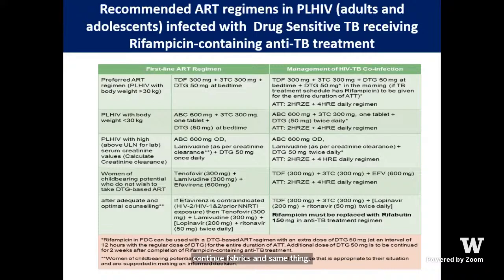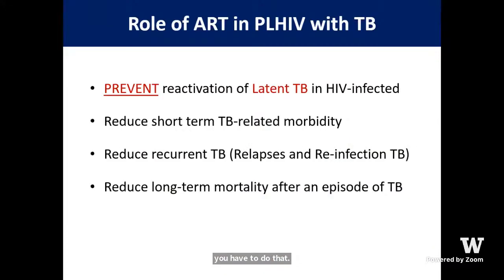These are the counseling points you have to give when the preferred regimen is contraindicated, like HIV-2 or NNRTI exposure. Then rifampicin must be replaced with rifabutin, because rifampicin will interact with the PI-based regimen. So you take out the rifampicin and give rifabutin. Next slide. These are all the ART regimens, and you are all well versed with that. For completion only, that slide has been put.